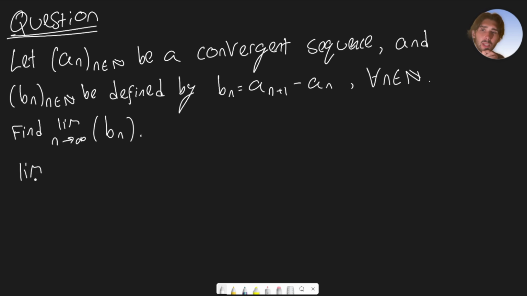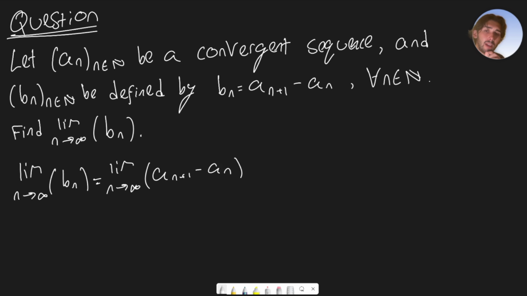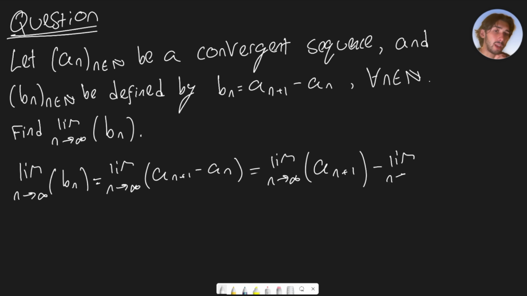So we can say that the limit as n approaches infinity of b_n is of course just equal to the limit as n approaches infinity of a_(n+1) minus a_n. Using the arithmetic properties of limits, so this is the sum rule that I'm using, link in description to a little bit of elaboration on that, we're able to write this as the limit as n goes to infinity of a_(n+1) minus the limit as n approaches infinity of just a_n. So I'm able to split these limits up.